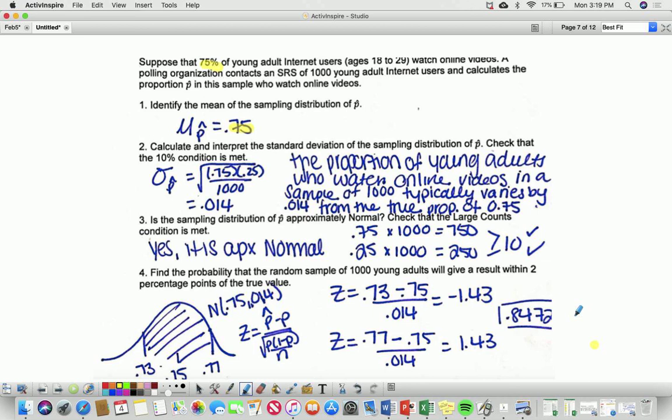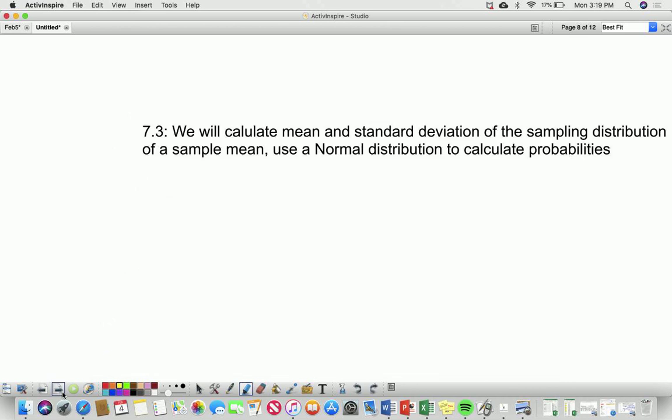Okay, let's move on. So we just did proportions. Now I'm going to do mean and standard deviation of the sampling distribution of a sample mean. And then we're going to do probability. So we're going to do the same thing, but with sample means.